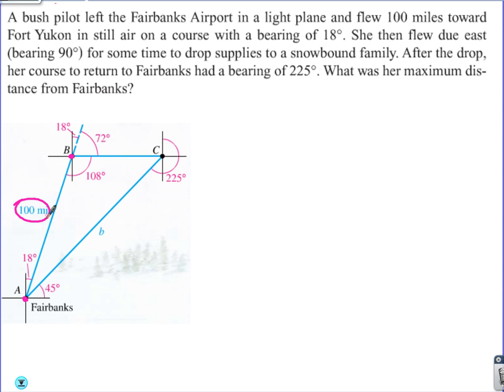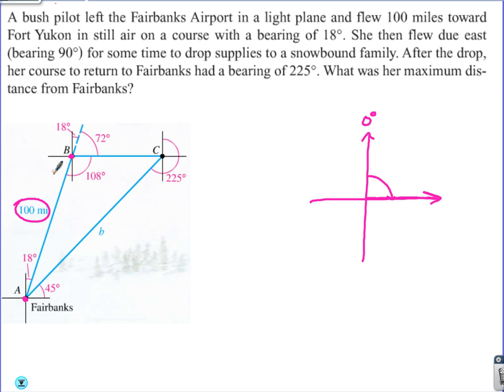He then flew, it says she then flew due east. Does everybody understand why due east would be a 90-degree bearing? Here's 0 degrees. We measure it, due east, straight east would be a 90-degree bearing. So she then flew due east at 90 degrees for some time, we don't know how long, to drop off supplies to a Snowbell family.